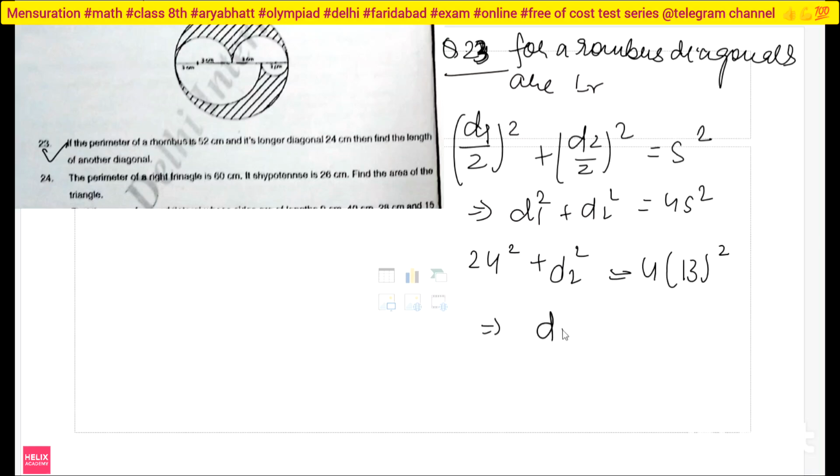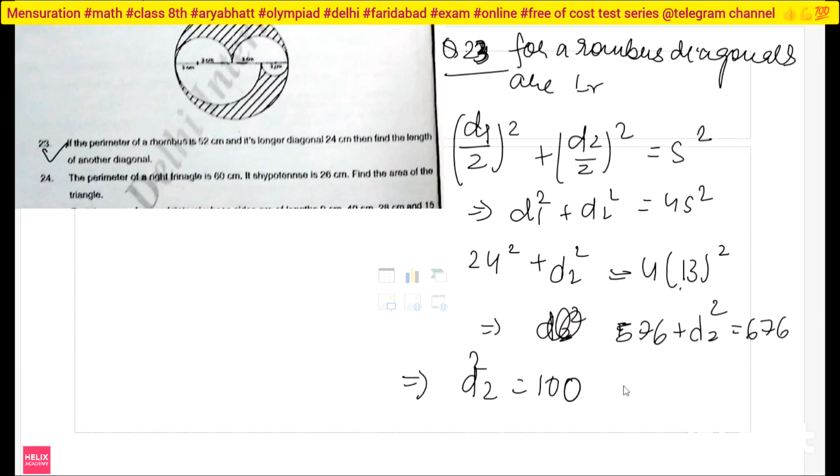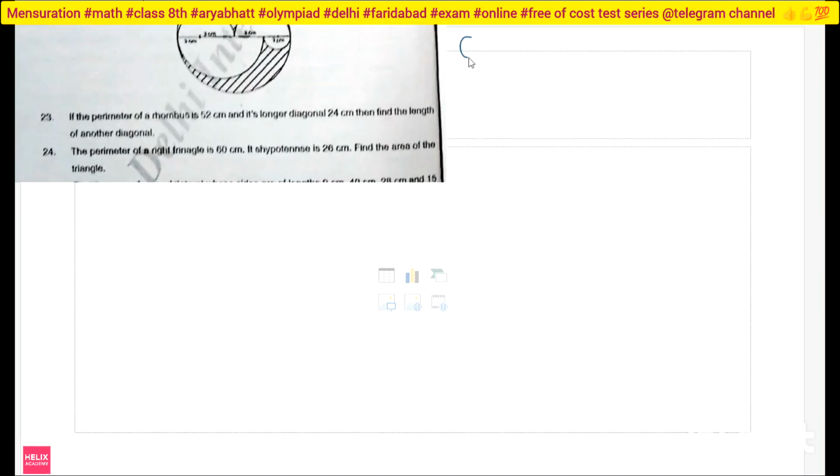So this implies that d2 square, if you do this, will come to 576 plus d2 whole square is equal to 676. Okay, so what will you get from this? d2 square is equal to 100, so d2 will come to 10 centimeter. Okay. Question number 24.